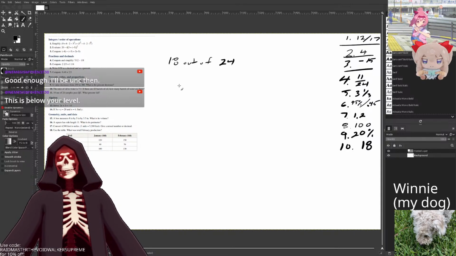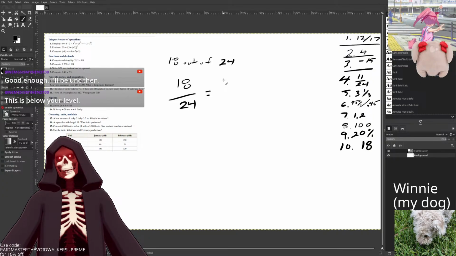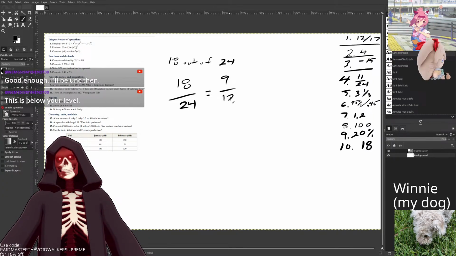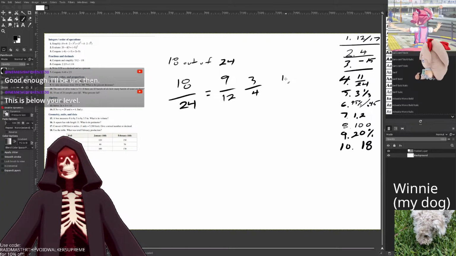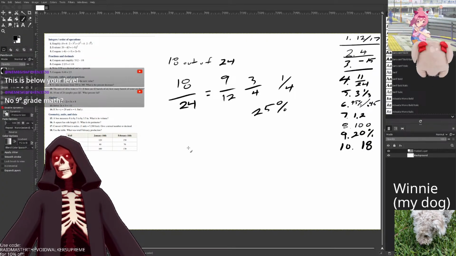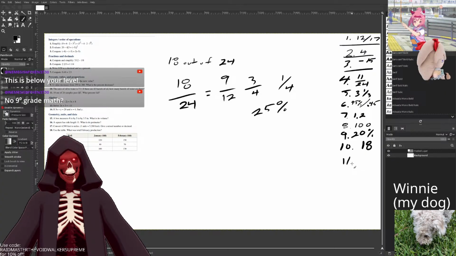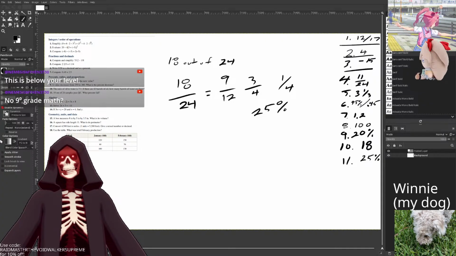So 18 out of 24, it's easy enough. You just divide 18 by 24. It's 9 over 12, which is 3 over 4, so 1/4 fail, so that's 25% fail. 25%.